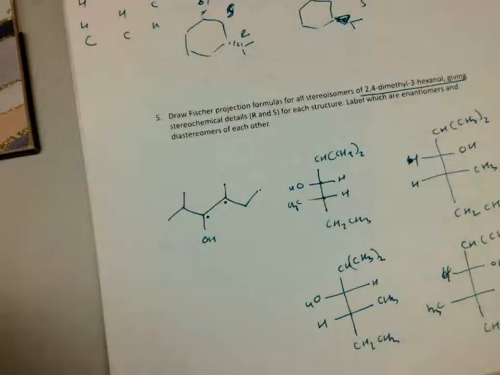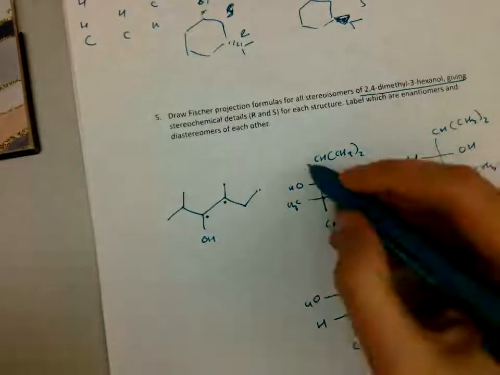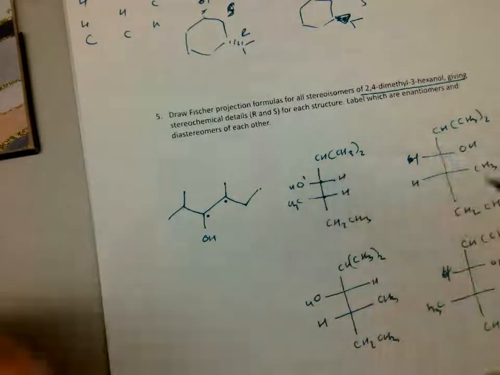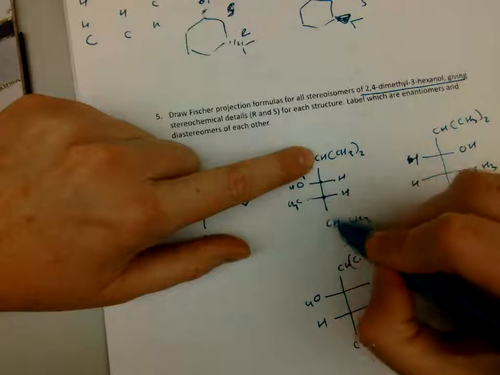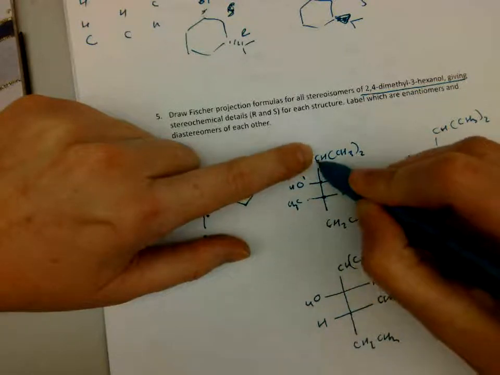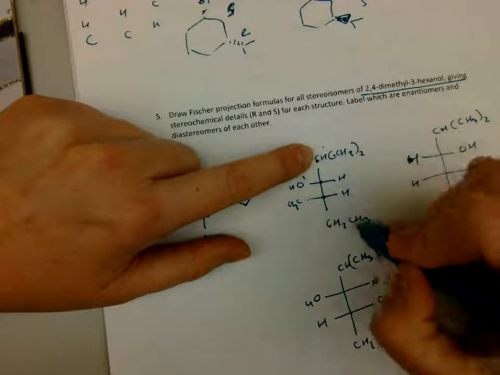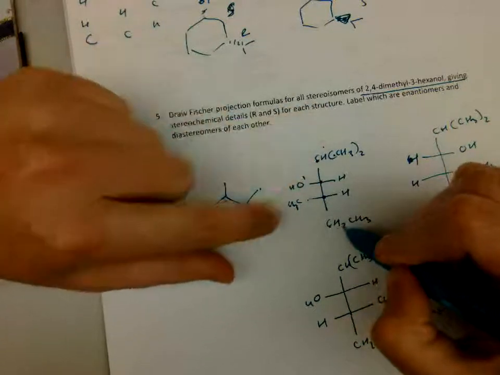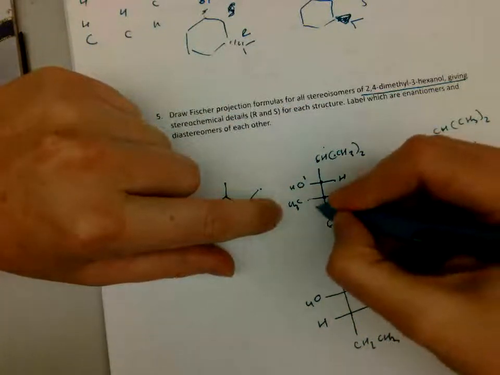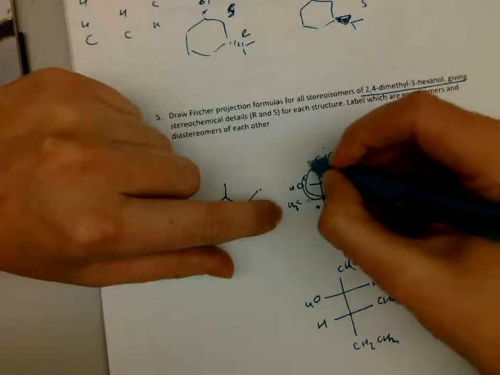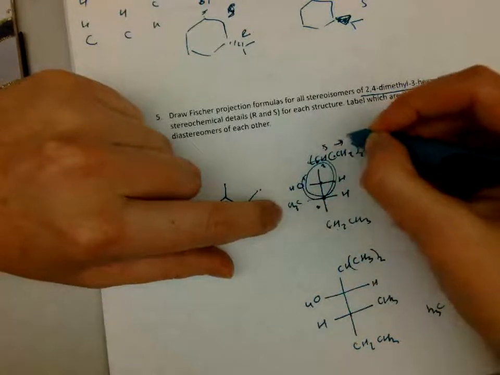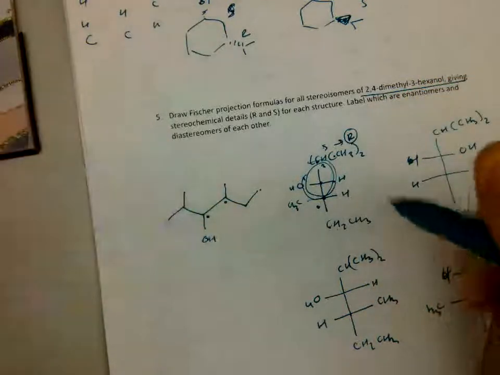Okay, and now I'm going to assign R and S configuration. So this would be highest priority, and then between these, let's see, this carbon is bonded to 2 carbons. This carbon is bonded to 2 carbons. If you go to the next one, the CH3 is the same, but this has a longer chain. So this would be 2, and that would be 3. So 1, 2, 3. So that's S, but the hydrogen's coming towards us, so that's actually R configuration.